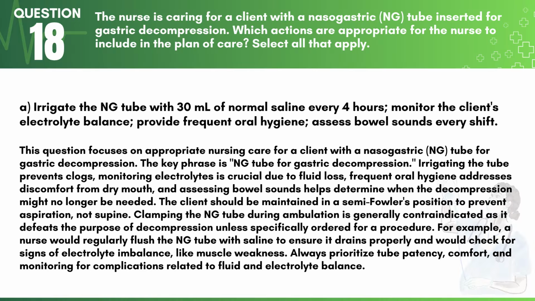For example, a nurse would regularly flush the NG tube with saline to ensure it drains properly and would check for signs of electrolyte imbalance, like muscle weakness. Always prioritize tube patency, comfort, and monitoring for complications related to fluid and electrolyte balance.